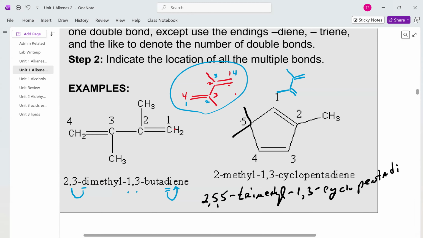Cyclopentadiene. So we need 3 numbers. Okay. So on the right-hand molecule, the double bonds can appear in cyclic molecules as well.